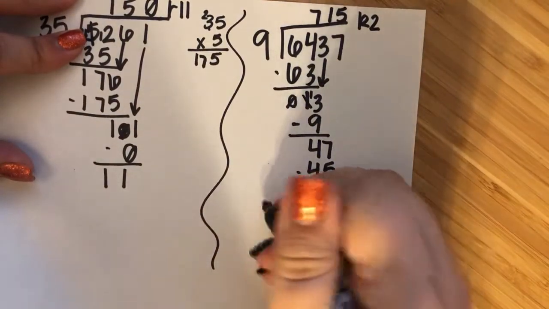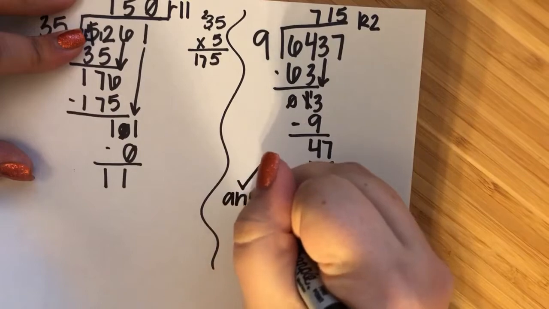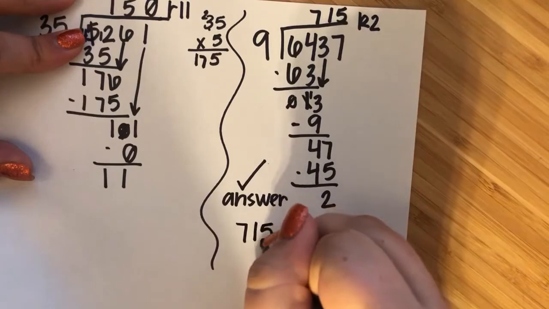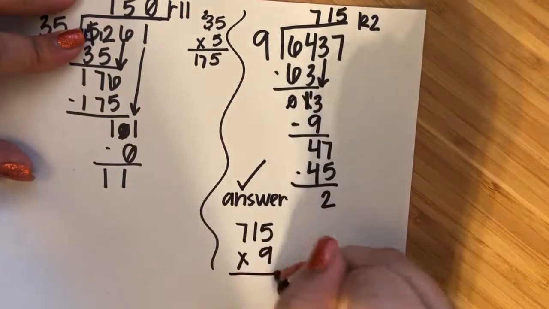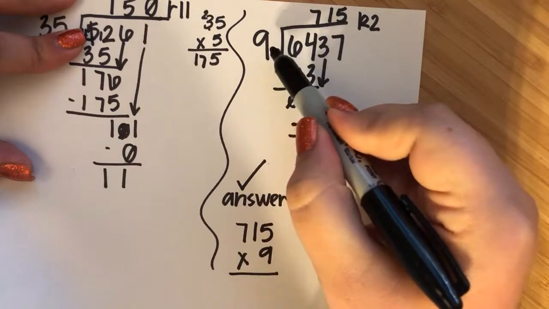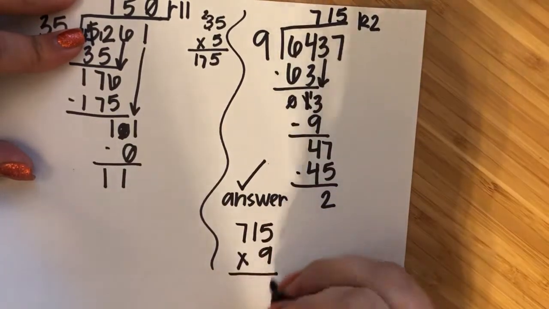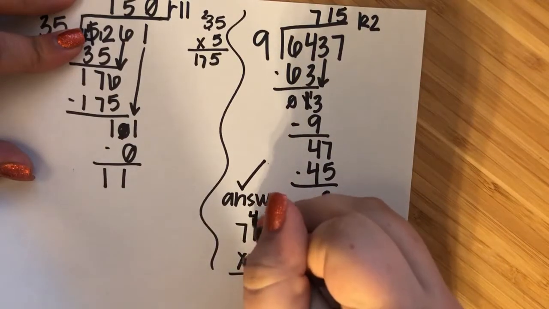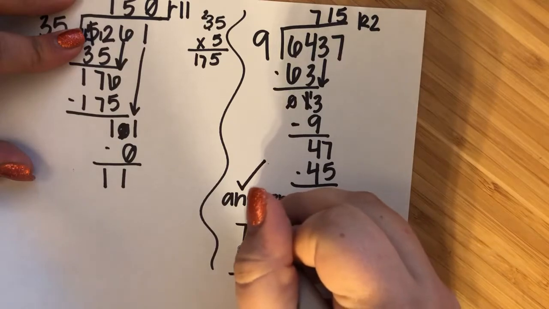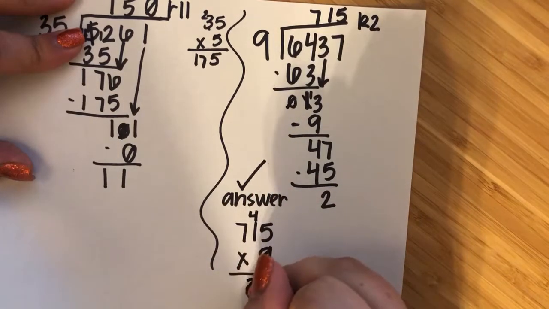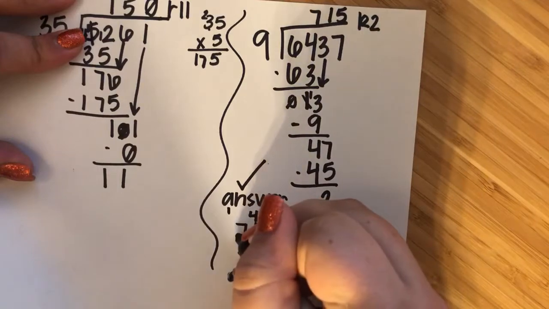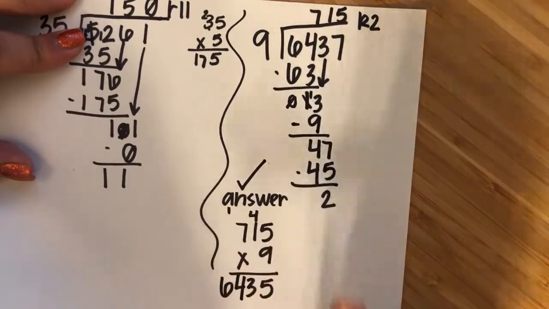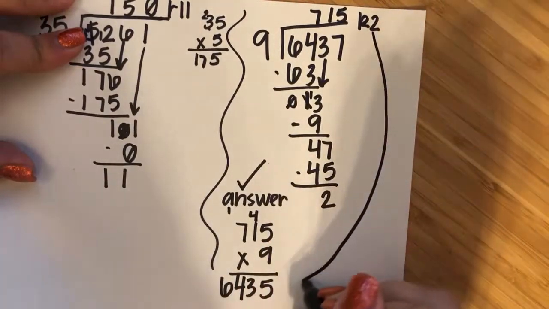Now, let's say I wanted to check my answer, and this is important because I can't just say, oh my gosh, yeah, me guessing, that totally worked. It's me going that extra step to check it. Now, I can take my quotient and my divisor and multiply it. 715 multiplied by 9. 9 multiplied by 5 is 45. I put down the 5, carry the 4. 9 multiplied by 1 is 9. Plus 4 is 13. Put down the 3, carry the 1. 9 multiplied by 7, 63 plus 1 is 64. And I need to add my remainder of 2.